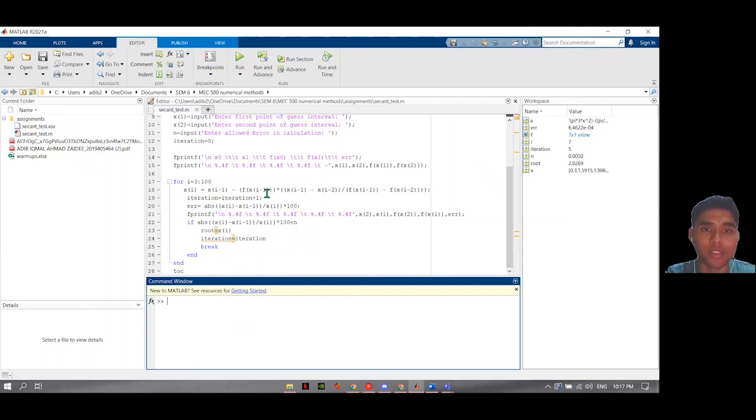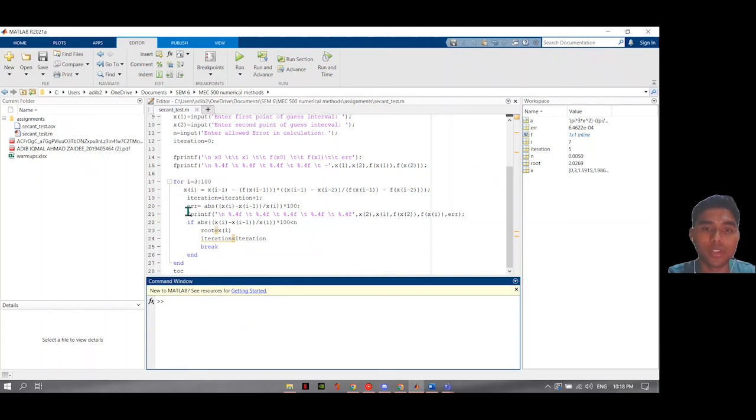So this is the secant method formula for x(i+1), which is our estimated root. As the numbers obey the instruction, the iteration keeps on counting, and this is where our approximate relative error is calculated, where we take the absolute value of (x(i) minus x(i-1)) over x(i), times 100. So it will give the answer in percent.